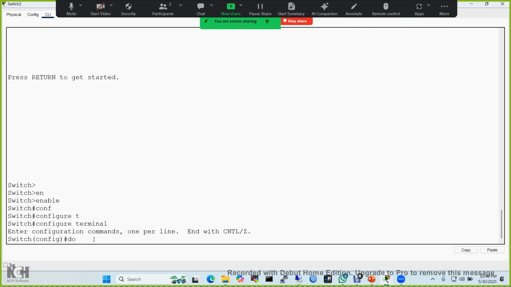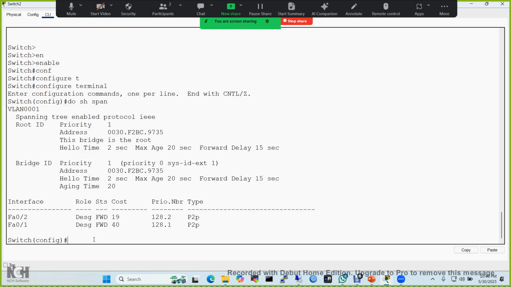I think we can do show. Do show span. It's fine. Yes, this is the root switch, isn't it? You have made this one the root by giving the priority number 0. Now I am showing you all the ports are in forwarding status.